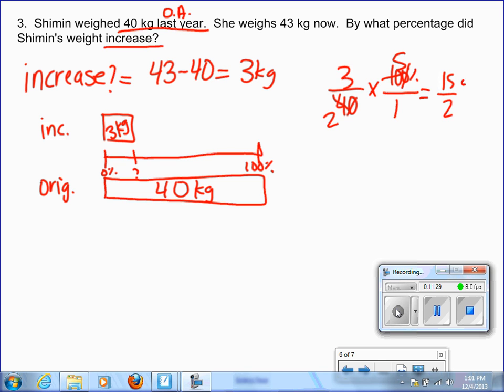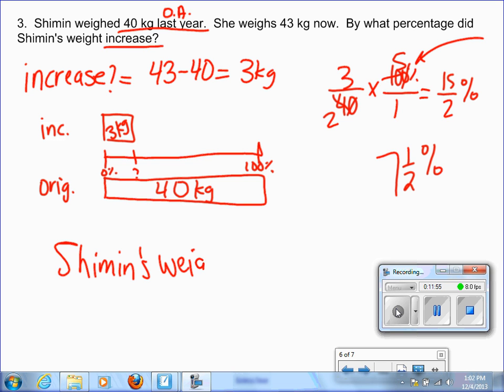We have to remember this is already now in a percent. Once we multiply by this 100%, we now have a percentage. 15 over 2 really simplifies to what? Olivia? 7 and 1/2. 7 and 1/2%. Okay, so you would write your sentence. Shimon's weight increased 7.5%. And then you're on your merry way.